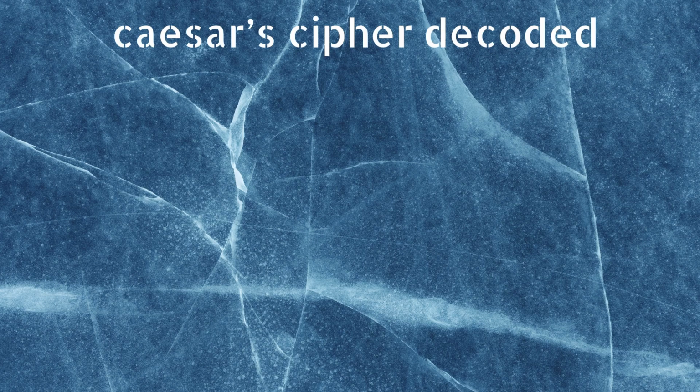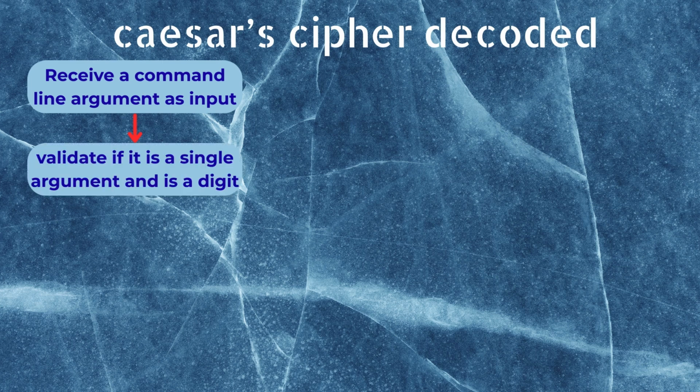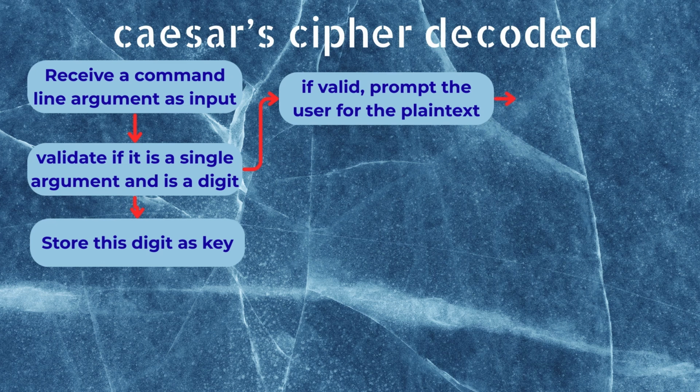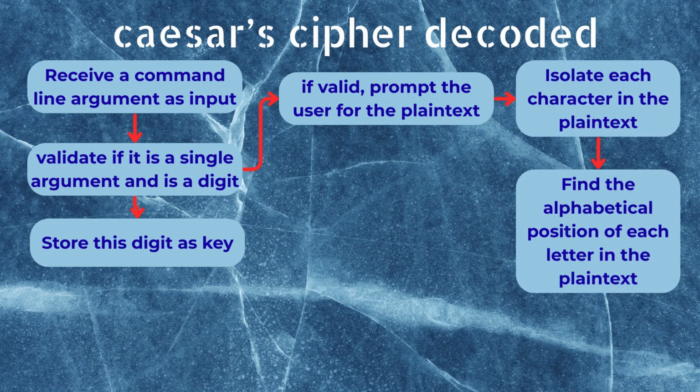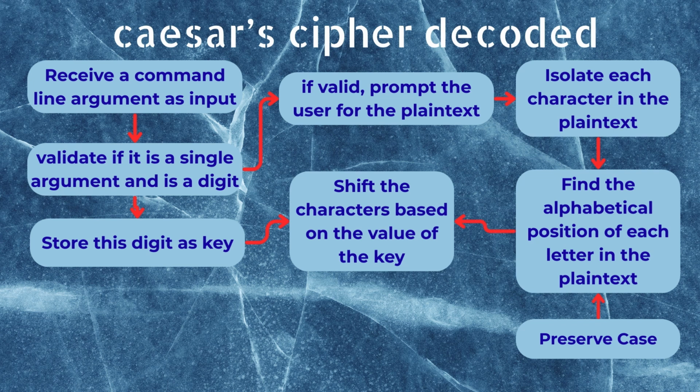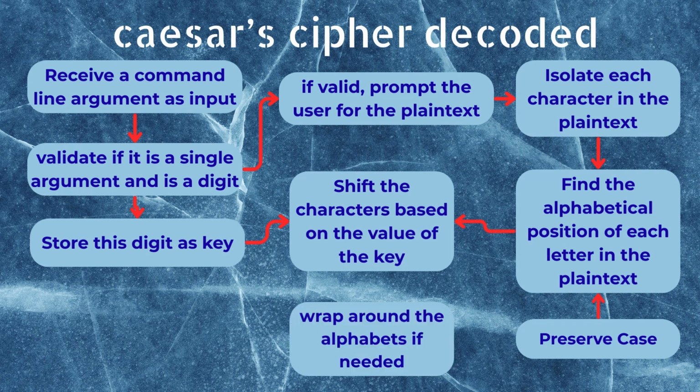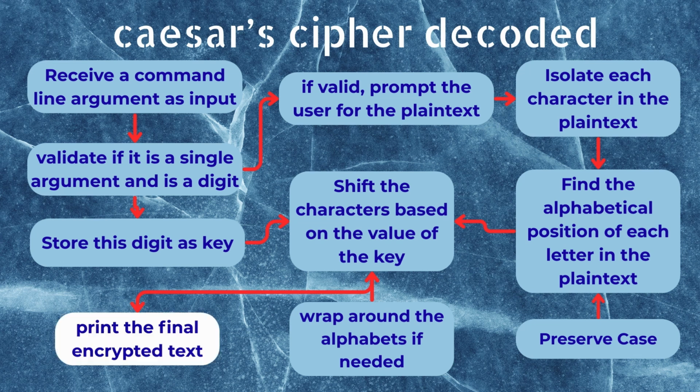For the first step, receive a command line argument as input, then validate if it is a single argument and if it is a digit. If it is valid, then prompt the user for the plain text. Then isolate each character in the plain text. Find the alphabetical position of each character in the plain text. While doing so, do take care to preserve the case. Then shift the characters based on the value of the key. During this step, we need to wrap around the alphabet if required, and finally, we can print the final encrypted text. Now follow along as I'll give out clues to solve this problem.